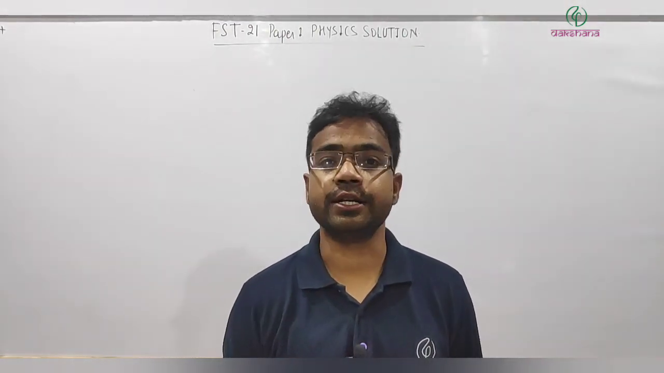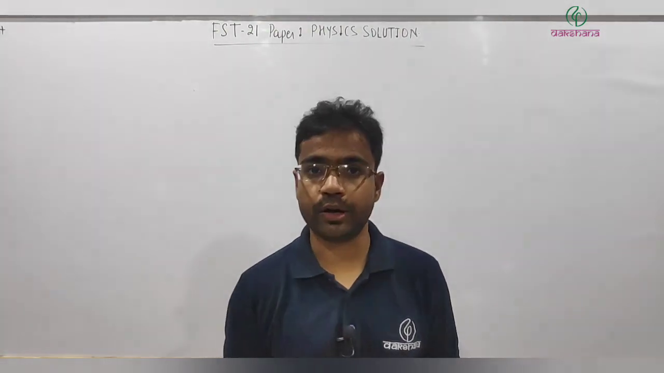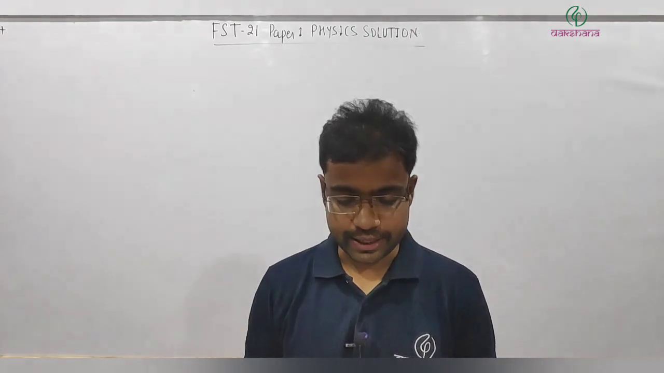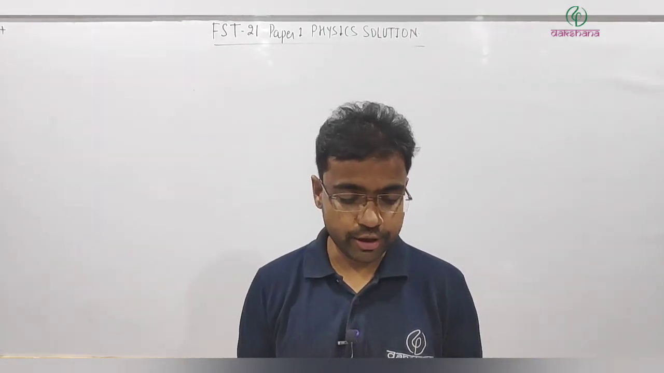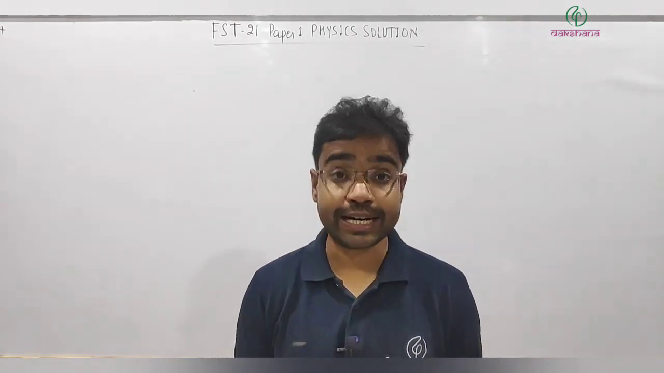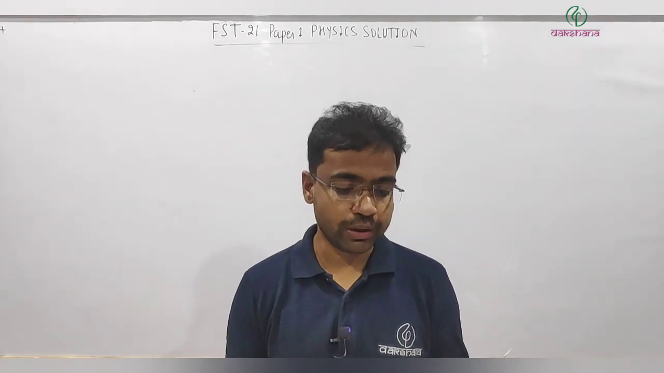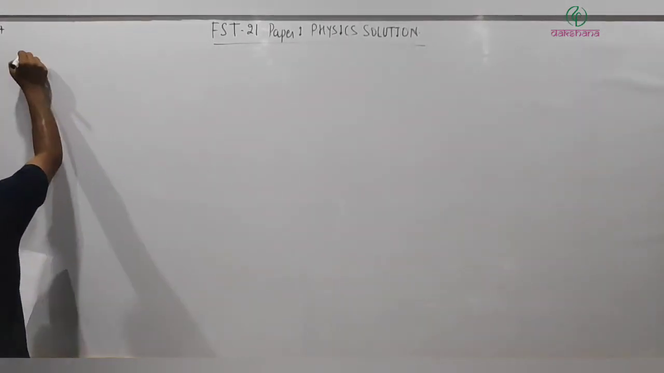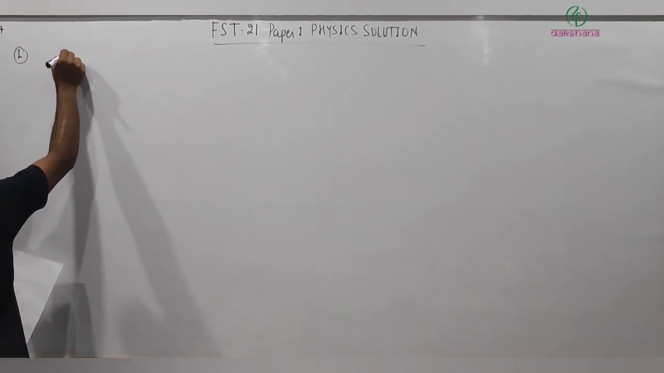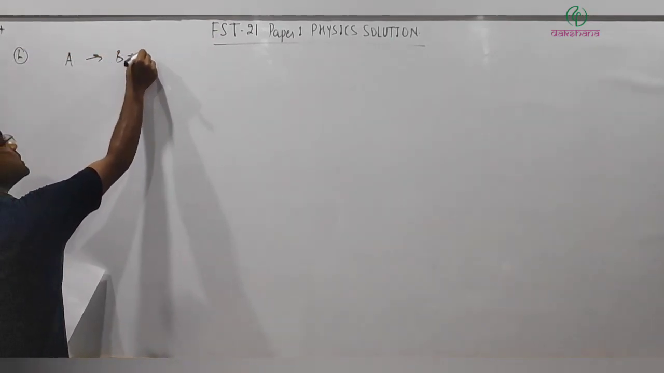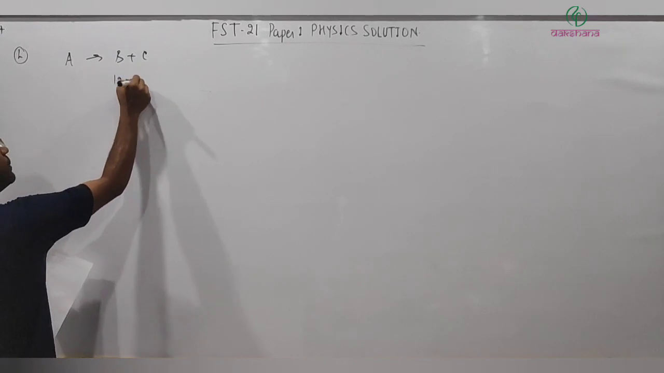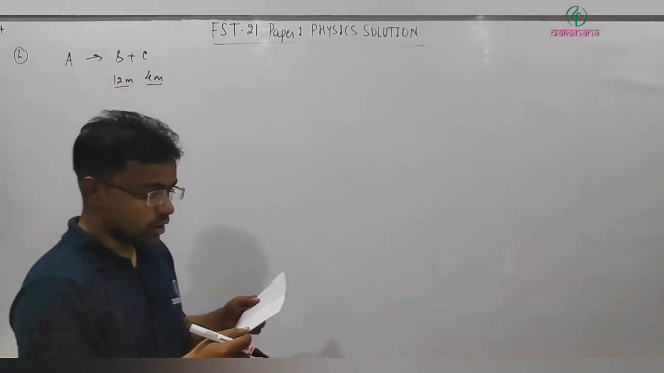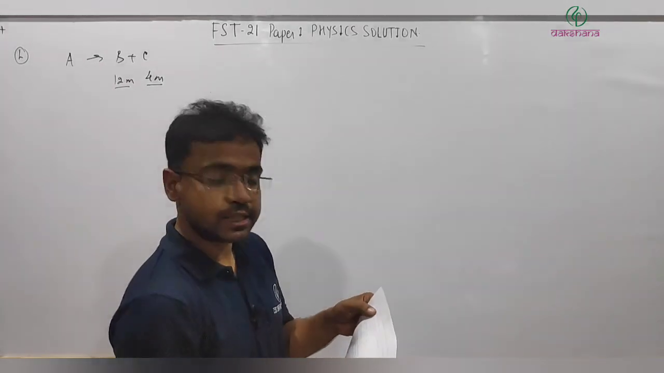Let's discuss the solution of paper 1 for part physics. The first question is a nuclear reaction. A radioactive nucleus A at rest disintegrates into two nuclei B and C. So A is disintegrating into B plus C, and the masses of B and C are given to you: B is 12m and C is 4m.